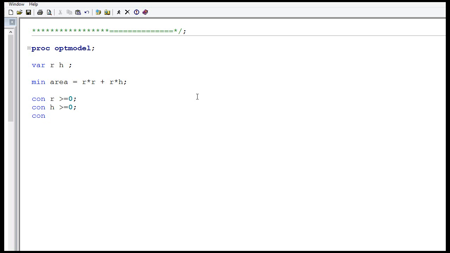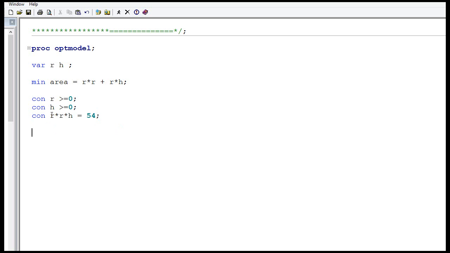The third constraint is the volume has to be 54 pi. So pi r square h is the volume, right? So r into r into h has to be 54.